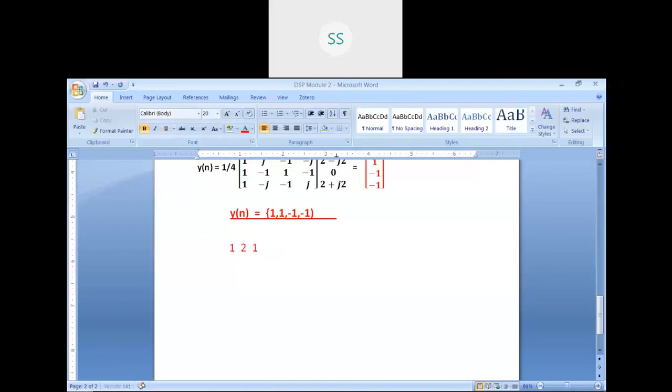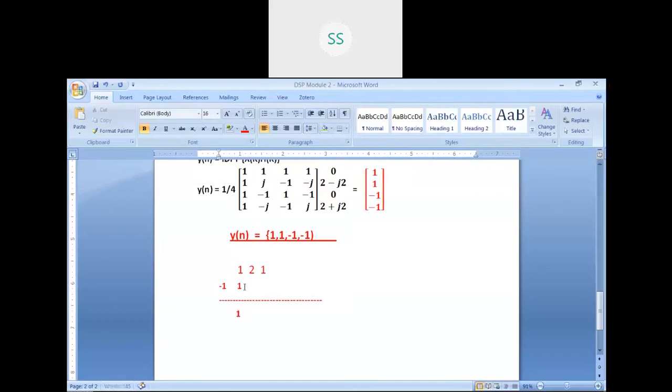So 1, 1 is our first sequence. The second, h of n, you take the mirror image of that. When you take the mirror image, you get minus 1 here, but just below 1 you get the 1. So this is the mirror image. Later you multiply sample-wise. Here minus 1 into 0 is 0, but here 1 into 1. So for 1 into 1, you get the result.